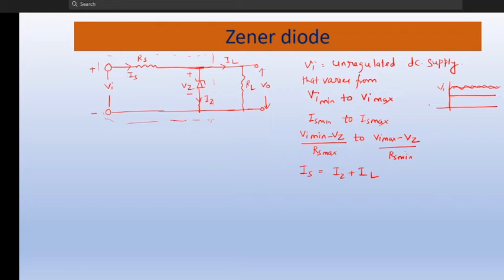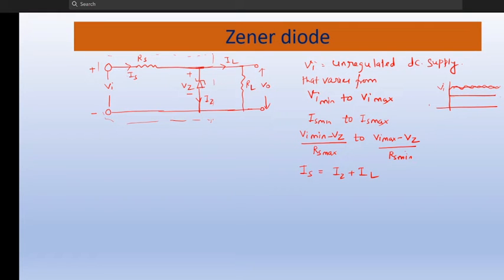There should be a minimum value of Zener diode current IZ min, then only it will conduct, right? And it can conduct up to IZ max, right? So if I am saying this, IL will always be constant. Then what will be IL? It will also depend on the load now. IL will be constant if RL is constant, but RL can also vary.